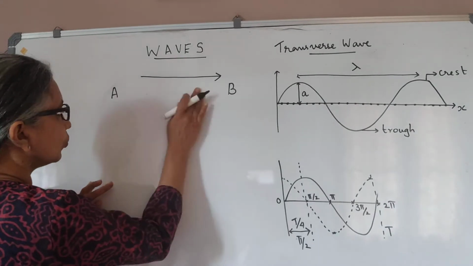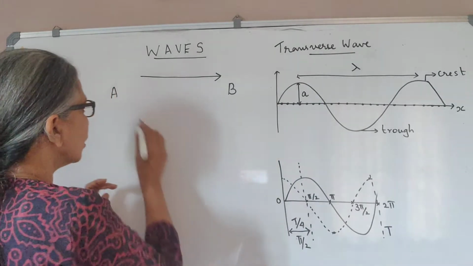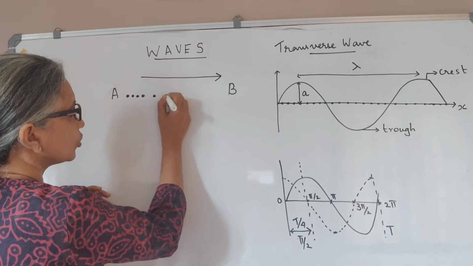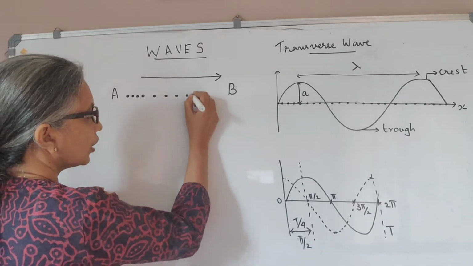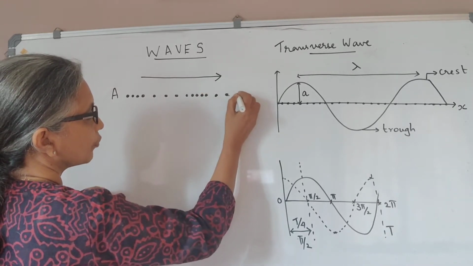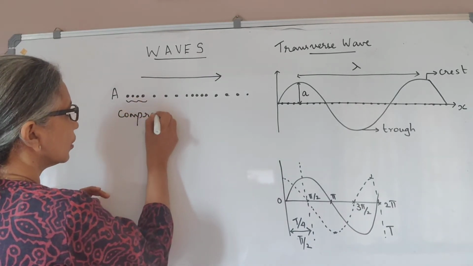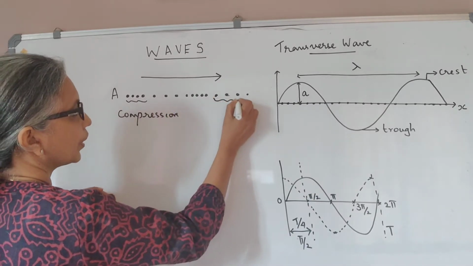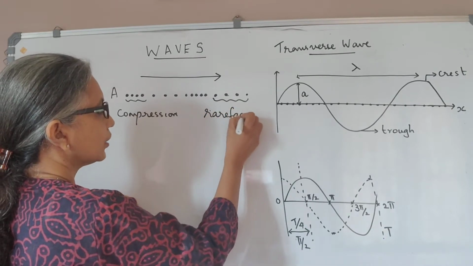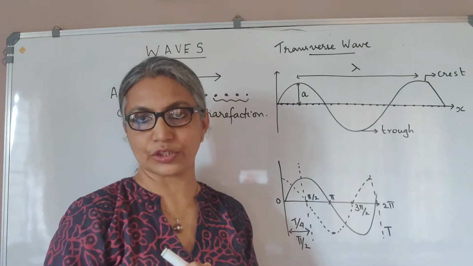Now what happens in a longitudinal wave is, because they are oscillating in a direction parallel to the direction of propagation of the wave, you will see there are regions where the particles come close together. There are also regions where the particles are further away. Then again you have particles which are closer, and then again particles which are further away, and so on. These regions are what you call a compression, and these regions where the particles are further away from each other is what you call a rarefaction. And so a longitudinal wave travels in the form of compressions and rarefactions.